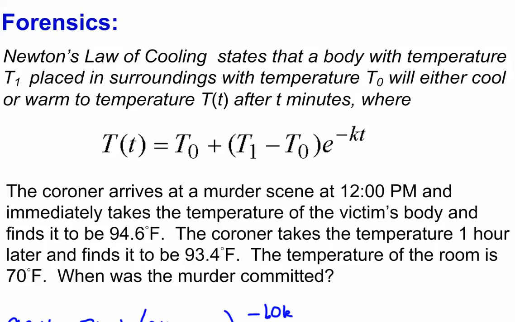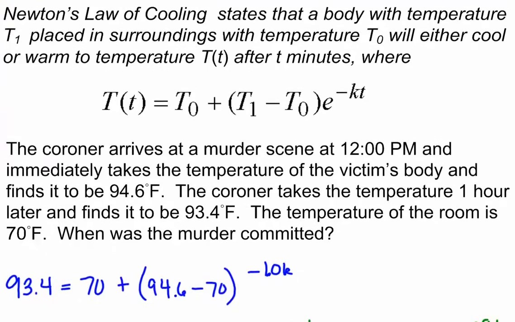Okay, here we've got another example of exponential functions. This one is related to Newton's law of cooling, which states that a body with a given temperature T sub 1 is placed in surroundings that have temperature T sub 0, either cools or warms to the temperature T of t after a certain number of minutes t, and it's given by this formula. So the T sub 0 is the surrounding room temperature, the T sub 1 is what our initial body temperature is, and the T of t is what our body temperature will be after a certain amount of time.